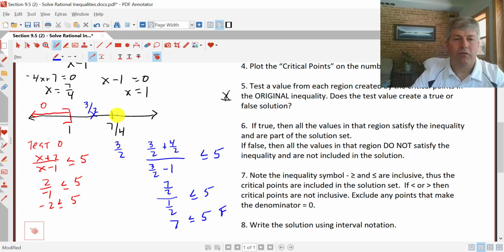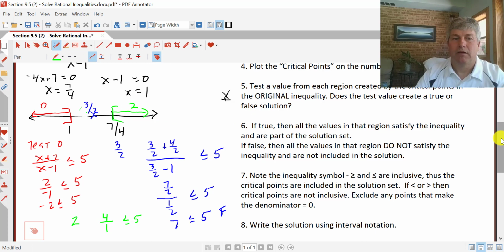And then for anything greater than 7/4, or 1 3/4, I could test something like 2. So if we test 2 and put it in our inequality, we get 2 + 2 is 4 over 1 is less than or equal to 5. That is a true statement. 4 is less than or equal to 5. So that means everything in this region, inclusive, is going to satisfy.